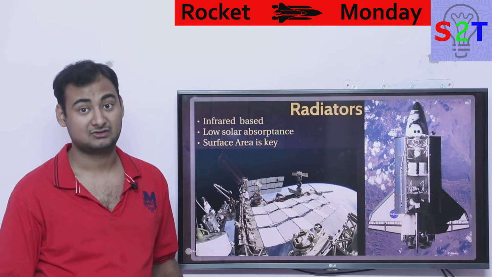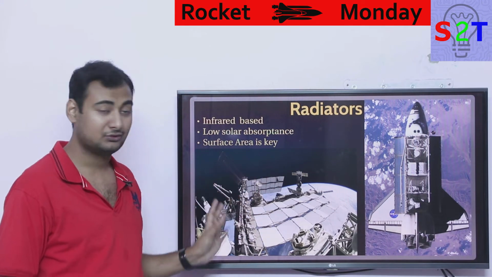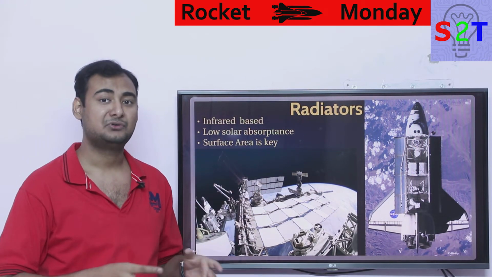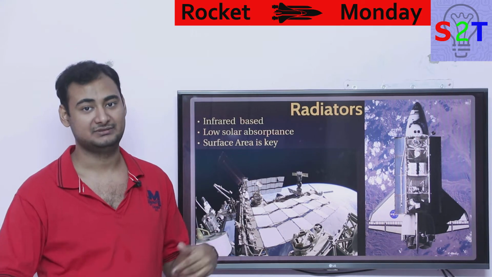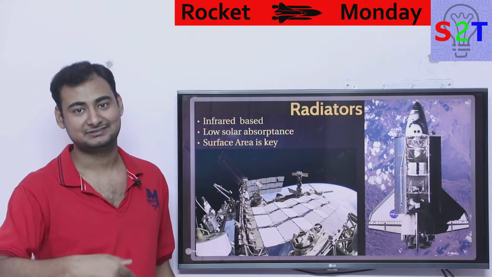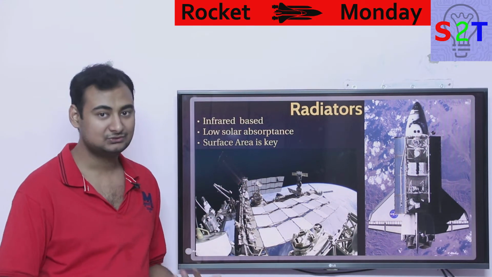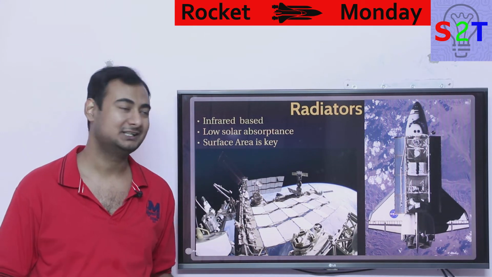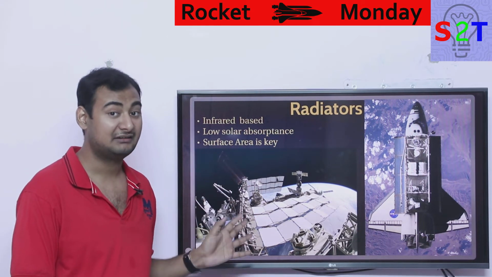BFR will also need radiators, or, if you don't want radiators, you can do one thing: dump all that heat into something and expel it outside. Basically boil water with that heat and then just let the water go. You can do that kind of evaporative cooling. But other than that, you have to have radiators.